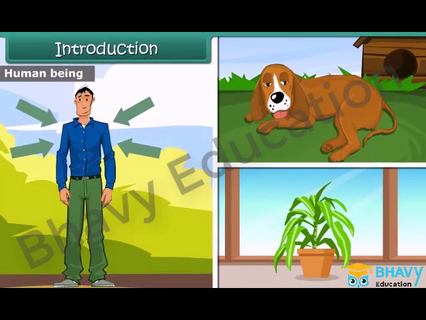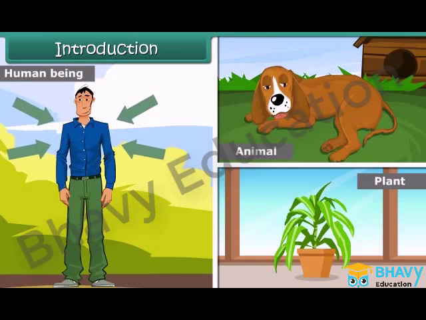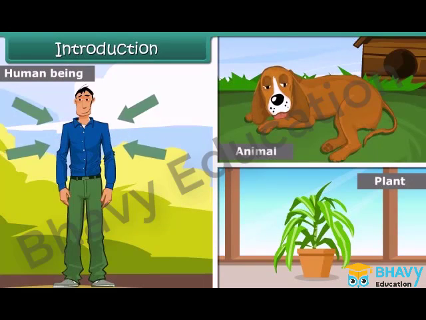Human beings, animals, and plants depend on oxygen to survive. While some animals resemble human beings in their techniques of respiration, some others have completely different respiratory mechanisms. Plants also have a unique way of breathing. In this lesson, we will study respiration in plants and animals in detail.